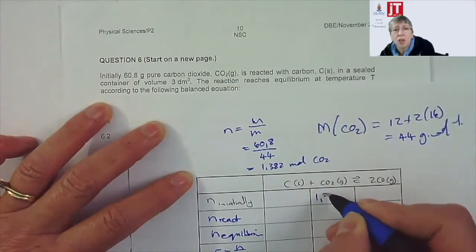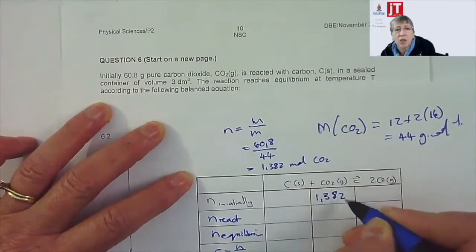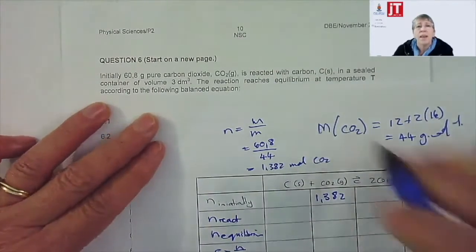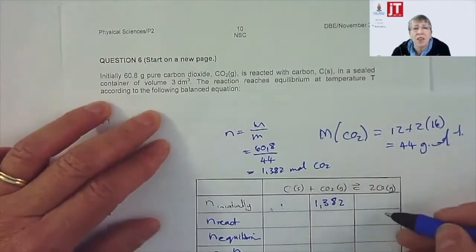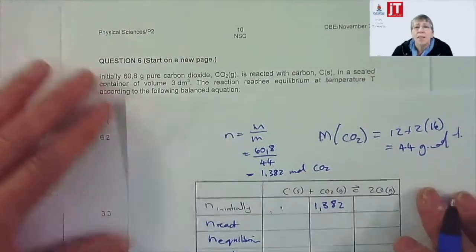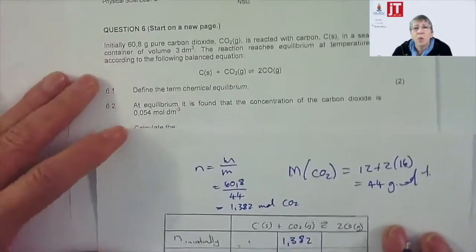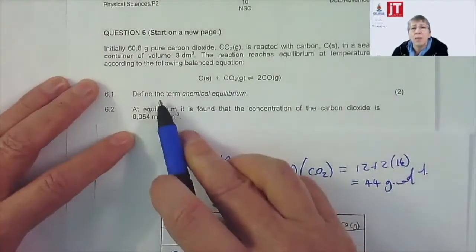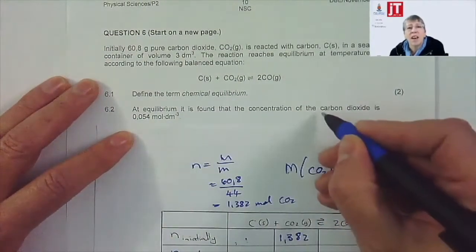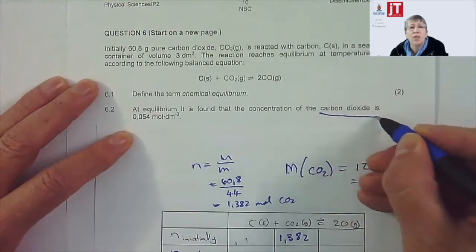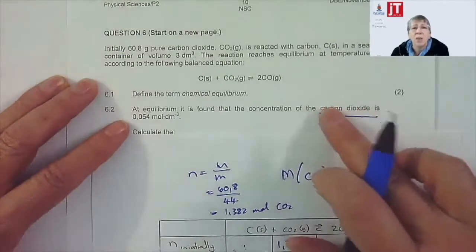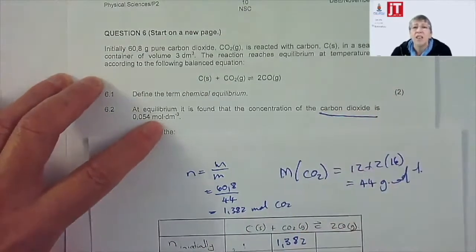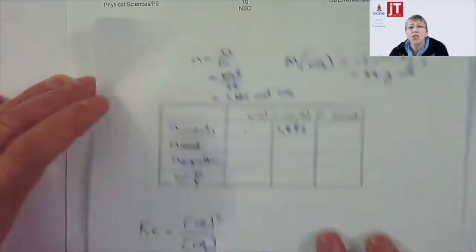So I've got 1.382 moles, right? Now, they're not telling me how much carbon. I definitely need carbon, otherwise the reaction can't happen. But then they go on and they tell me once we've reached equilibrium, then the carbon dioxide, and always remember to read very carefully. Don't put it in the wrong column, right? Carbon dioxide, and they don't give me moles, they give me concentration.